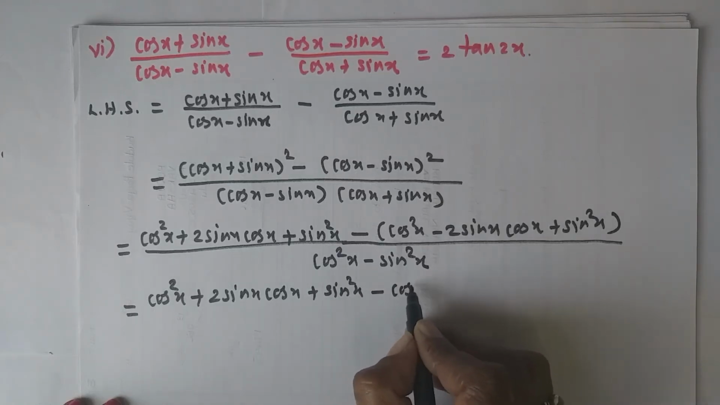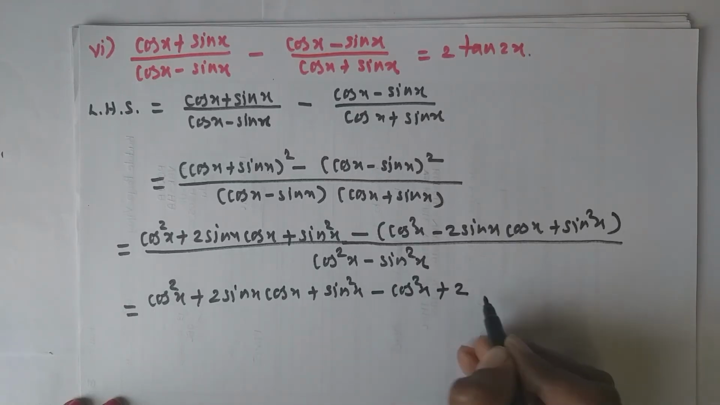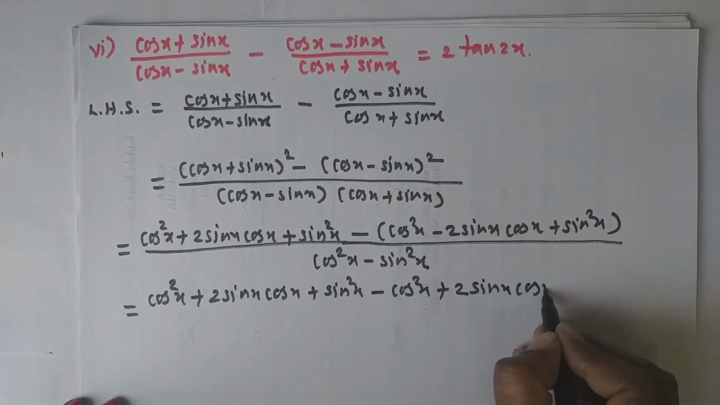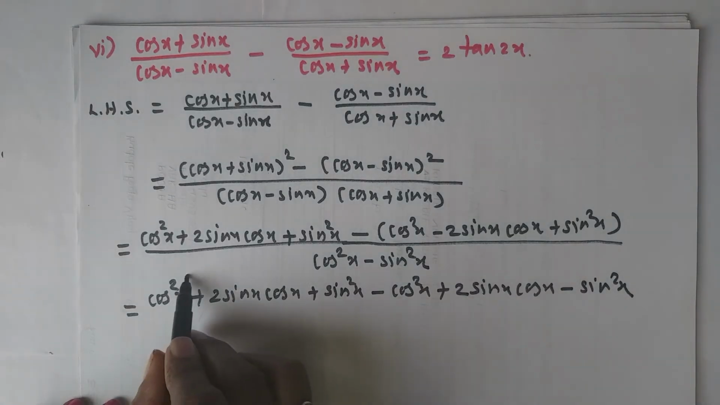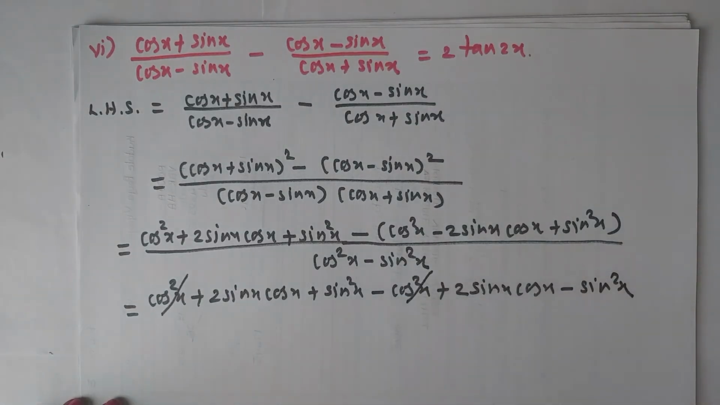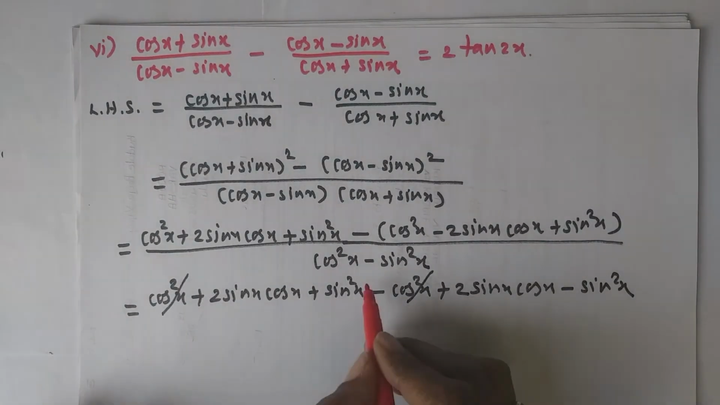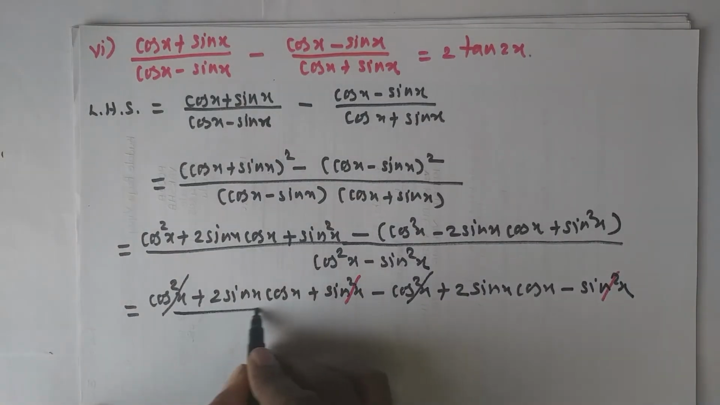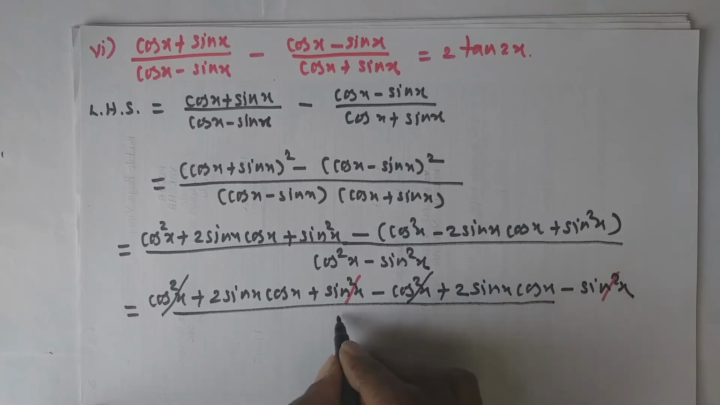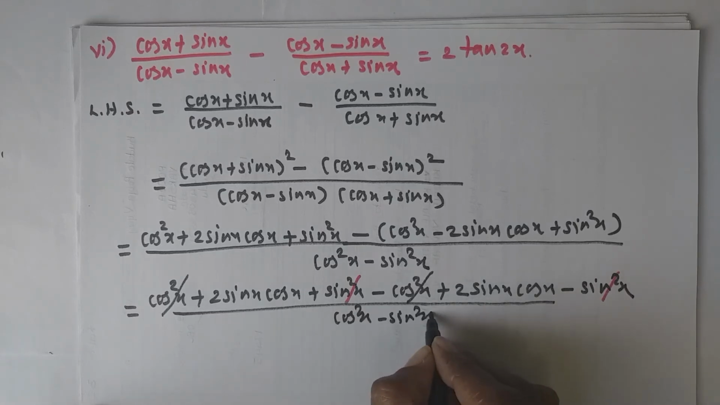Open the bracket: minus cos square x minus minus, plus 2 sin x cos x, and this will be minus sin square x. Now see, this plus cos square x minus cos square x will get cancelled, and this plus sin square x minus sin square x will get cancelled here. Write down the denominator as it is, cos square x minus sin square x.